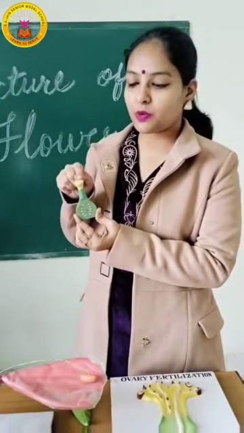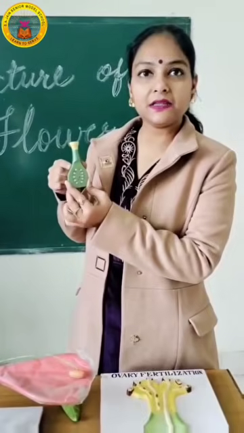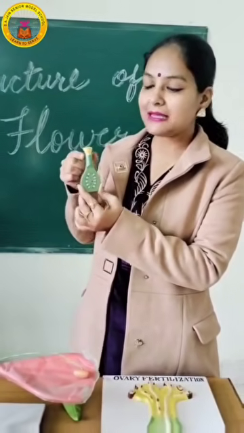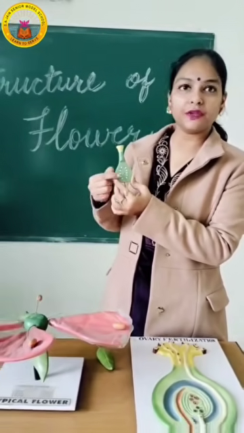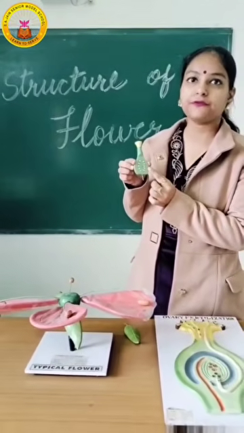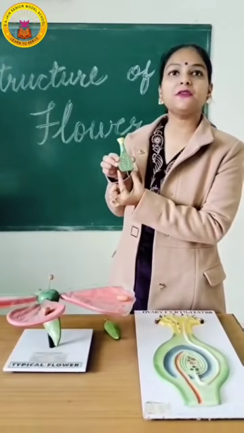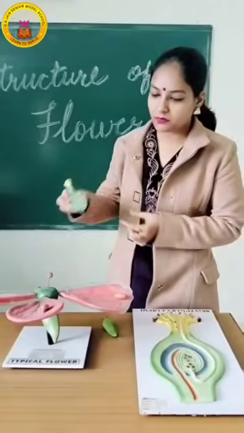This stigma is responsible for landing the pollen grains. This style is responsible for carrying the male gametes towards the ovary, and this ovary contains female germ cells for fertilization. So these three parts make the complete female reproductive system.